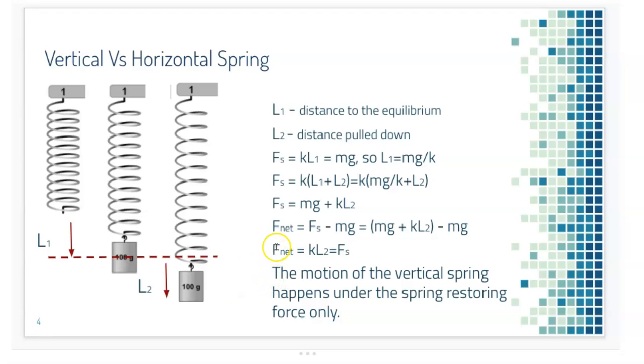Therefore, we can say that the net force is only equal to kL2, and it equals the spring force. Therefore, the motion of the vertical spring happens under the spring restoring force only, which is identical to the motion of the horizontal spring.